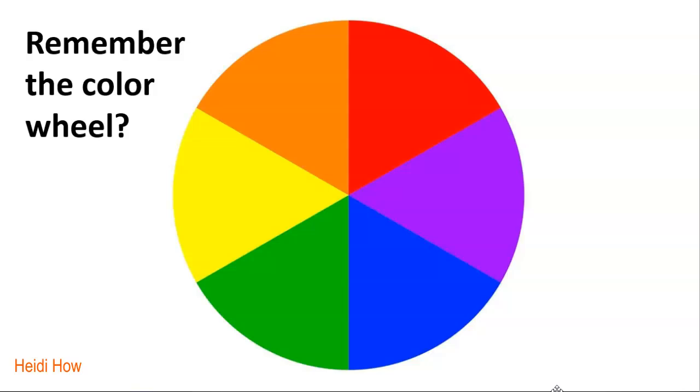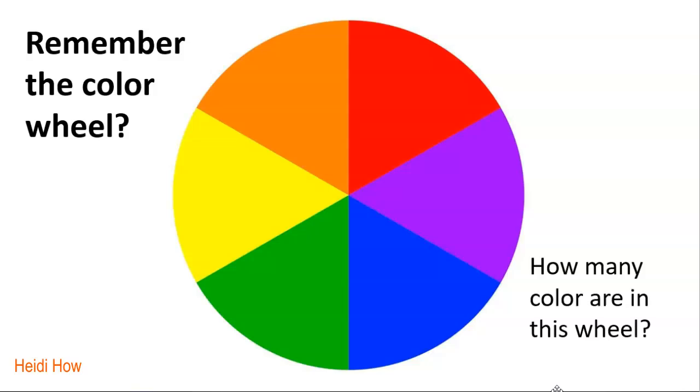Who remembers the color wheel? How many colors are in this wheel? And I will go over which are the primaries and the secondaries and which you mix. And then I talk about how the color wheel is one way that we can talk about colors, but it is not the only way. There are other ways that we can talk and think about colors as well, like the rainbow. And of course, everybody loves the rainbow.